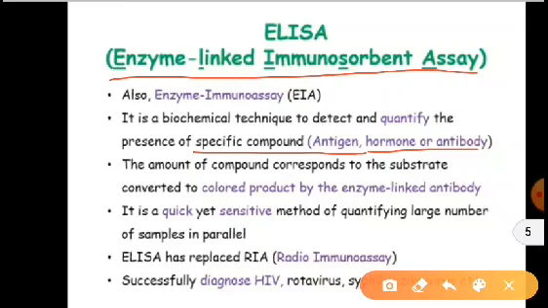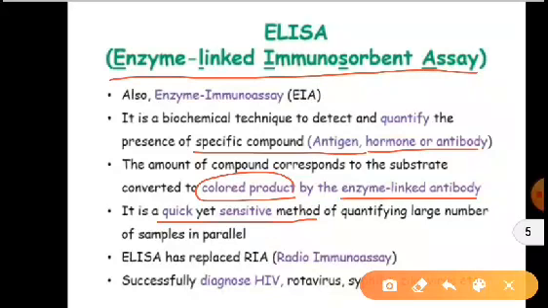The amount of a compound corresponds to the substrate converted to colored product by the enzyme linked antibodies. It is a quick yet sensitive method of quantifying large number of samples.